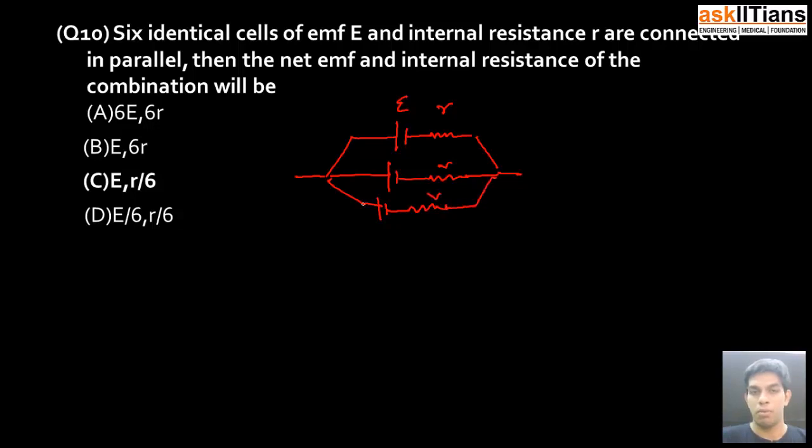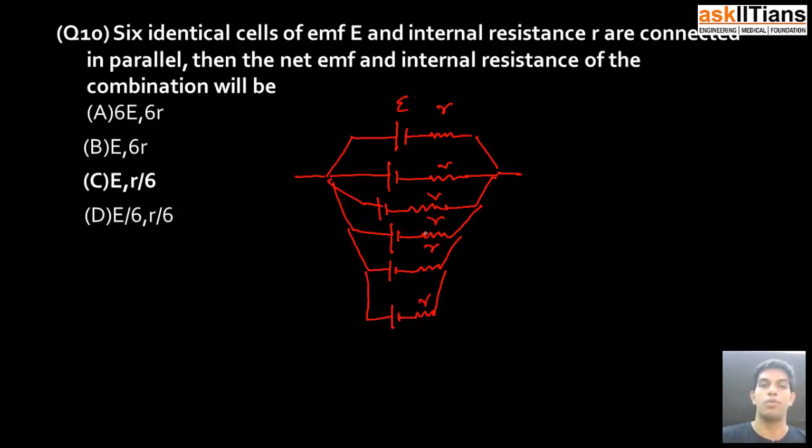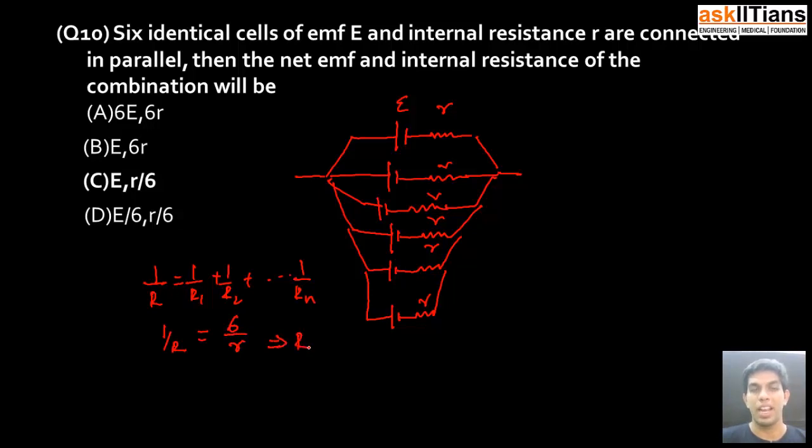Again E, resistance R, E, resistance R, resistance R. So I have 1, 2, 3, 4, 5, 6. We know that resistance when connected in parallel follows this rule: 1 by R is equal to 1 by R1 plus 1 by R2 till 1 by Rn. So in this particular setup, I can say that 1 by R is equal to 6 times 1 by R. That is, my net resistance is equal to R by 6.